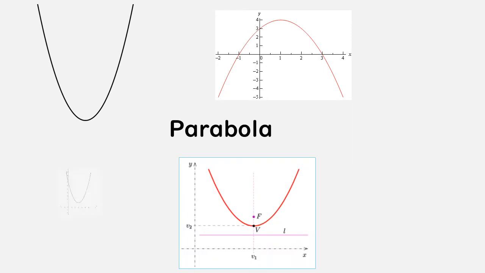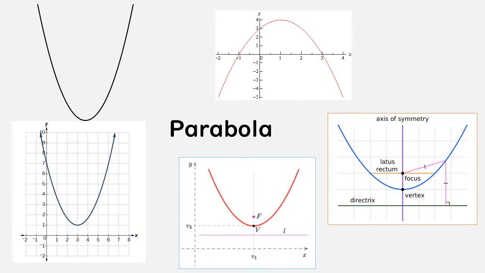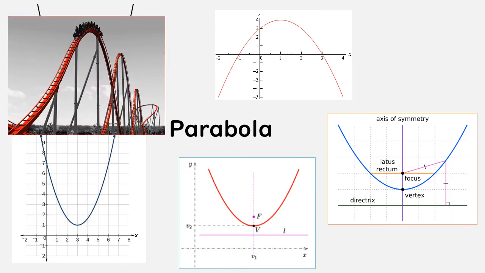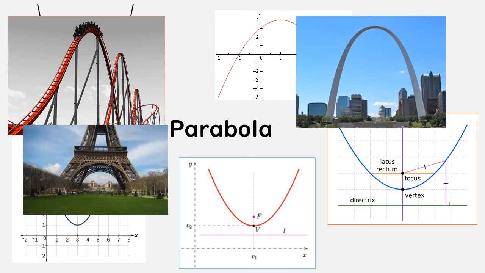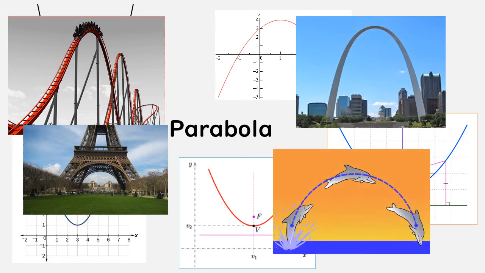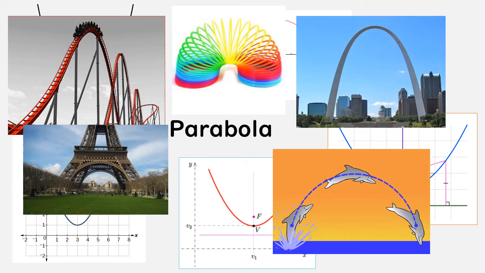Well, you're probably thinking, why do I need to know it? When is it ever used? So in maths, it looks like this, a sort of U shape, which can be upside down. But actually, we find them in day-to-day life a lot without you even noticing. On roller coasters, within architecture, like the Eiffel Tower there, the trajectory that a dolphin takes when it dives out of the water or when you throw a ball, and things like a slinky.